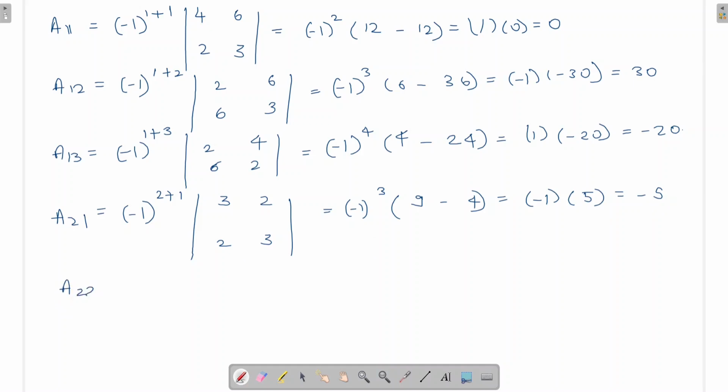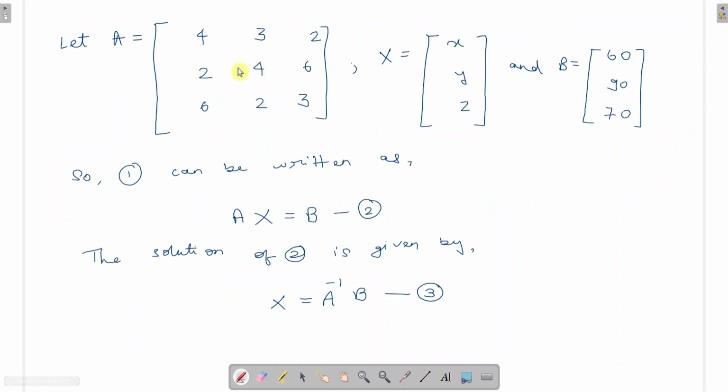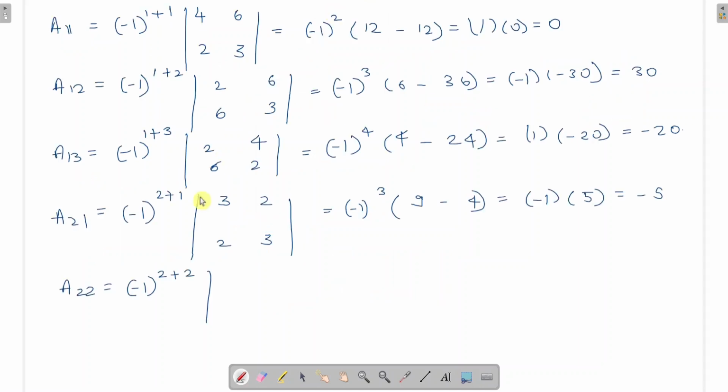Then A22 will be equal to minus 1 raised to 2 plus 2, determinant. So now we have to delete the second row and the second column. So that means 4 2 6 3. This will be equal to minus 1 raised to 4 times 3 times 4 is 12, minus 6 times 2 is 12. So this will be equal to 1 times 0, which is equal to 0.